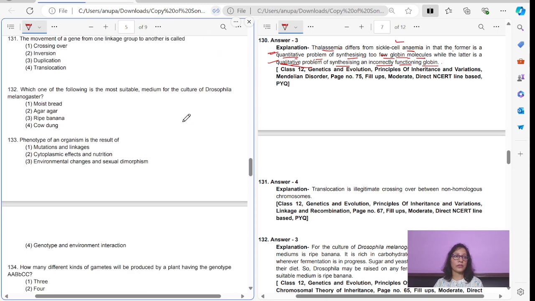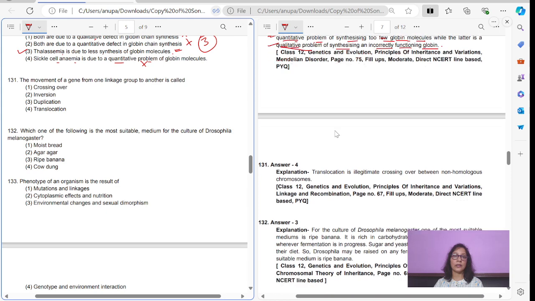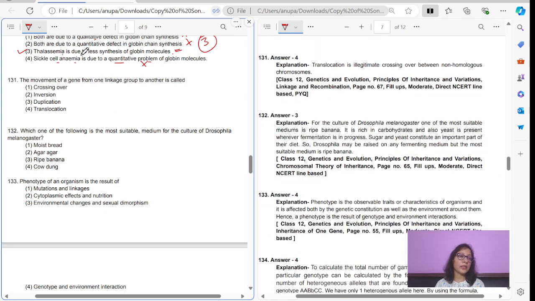Now let's move to the next question, that is question number 131. Question number 131 says that the movement of a gene from one linkage group to another is called. It is a definition type of question. You have to learn this.